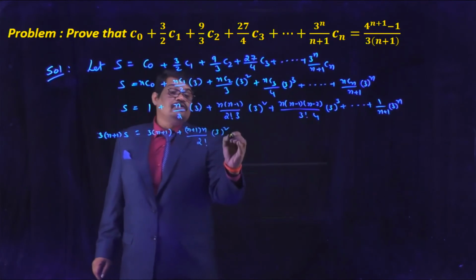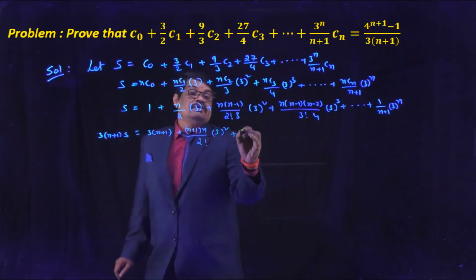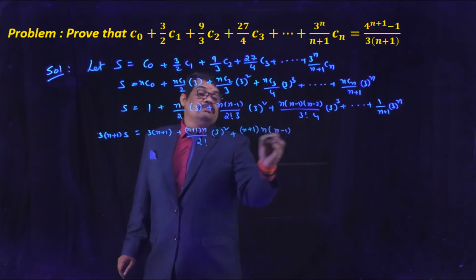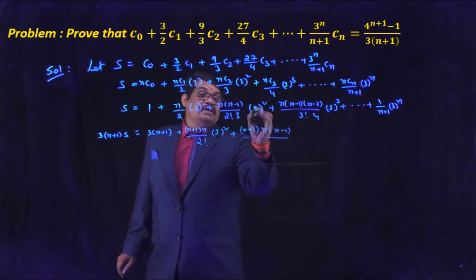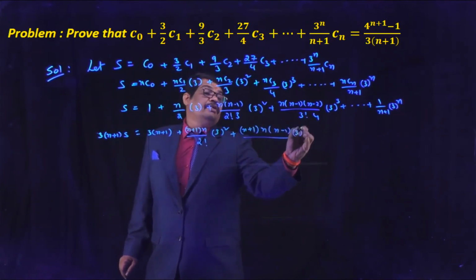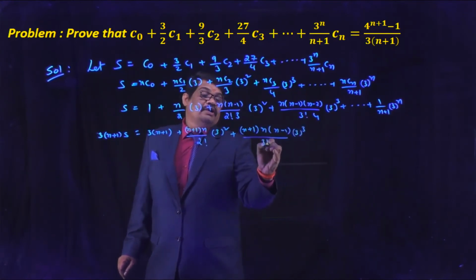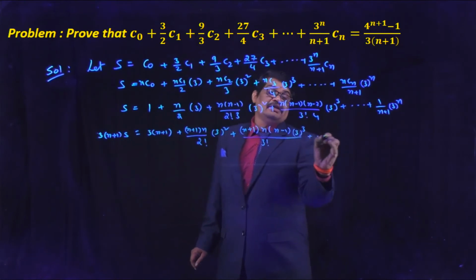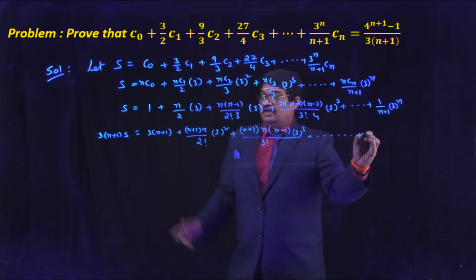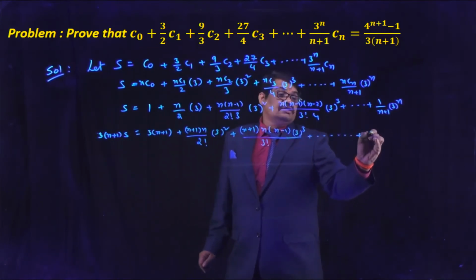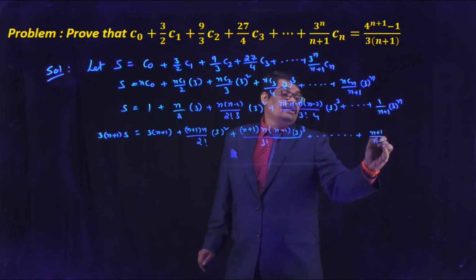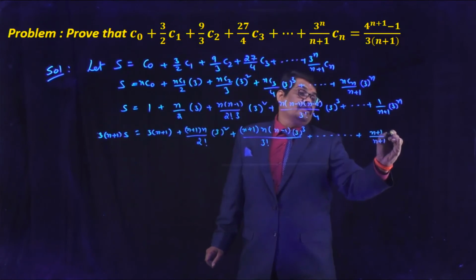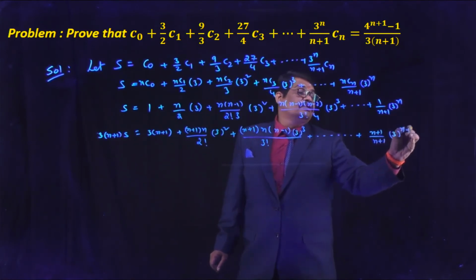In the denominator 2 factorial, here also n plus 1 into n minus 1. Here 3 multiplying with 3 becomes 3 cube, with denominator 3 factorial. So now we are writing like this. The last term, multiplying with 3, is n plus 1 by n plus 1, here n plus 1 into 3. So 3 into 3 power n is 3 to the power of n plus 1.